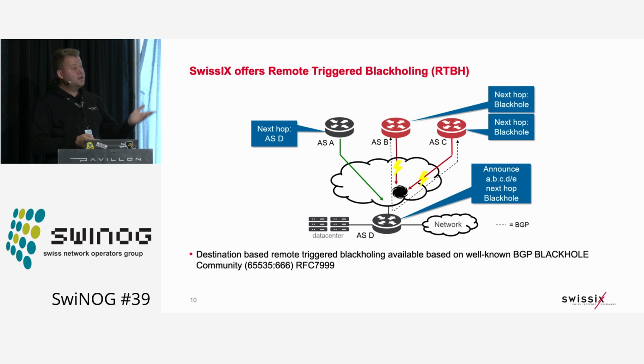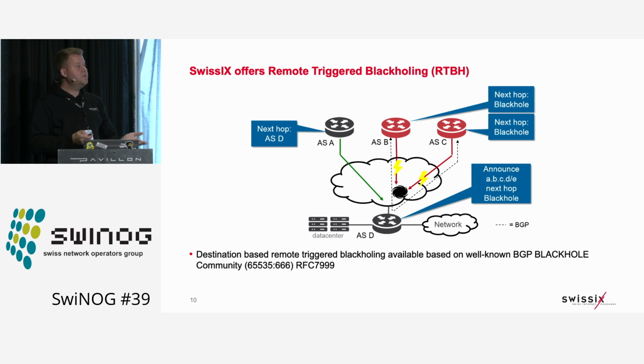If we look at the picture, we see the attacked network, ASD, at the very bottom. And you see ASA is sending legitimate traffic, ASB and C are sending the bad traffic. And the traffic can be blackholed, meaning that it's dropped within the IX network, within SwissIX, which I have shown here in the diagram, and which I want to highlight and show you how it's actually done in the following slides.